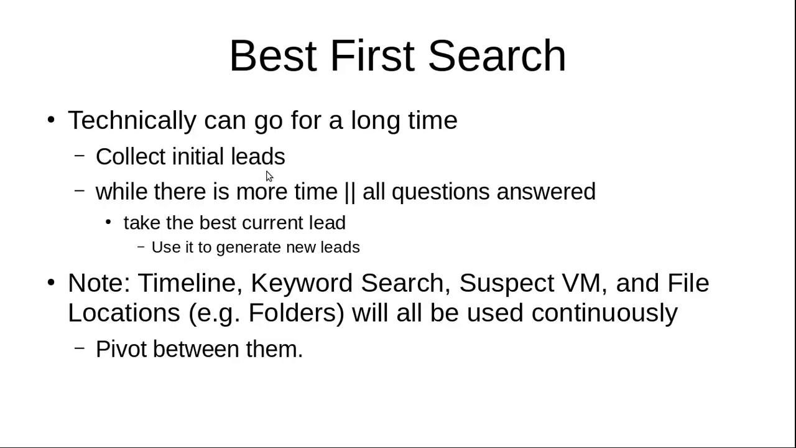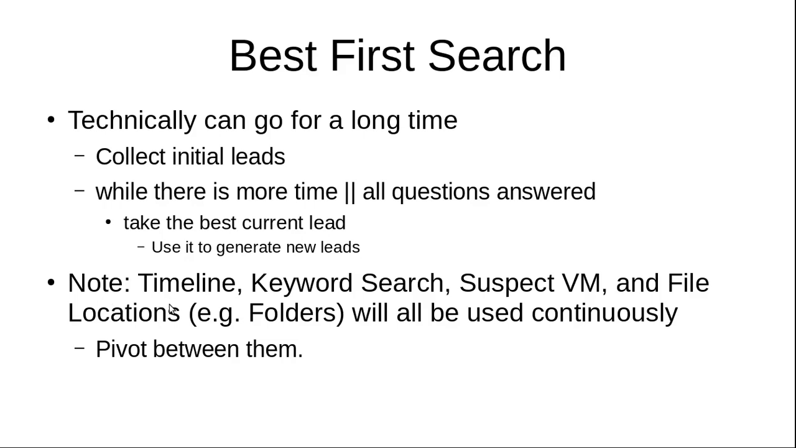So normally what you do is you collect some initial leads, and as long as there's more time and all the questions are not answered, take the best current lead and use it to generate new leads. Eventually, you should be able to answer all the questions, and you say, great, we have enough information now and I can go ahead. So that's the process. Again, if you follow that methodically and clearly eliminate leads, and if you did follow all the leads through, it would take you a very long time because there are so many, and this is something you'll see shortly.